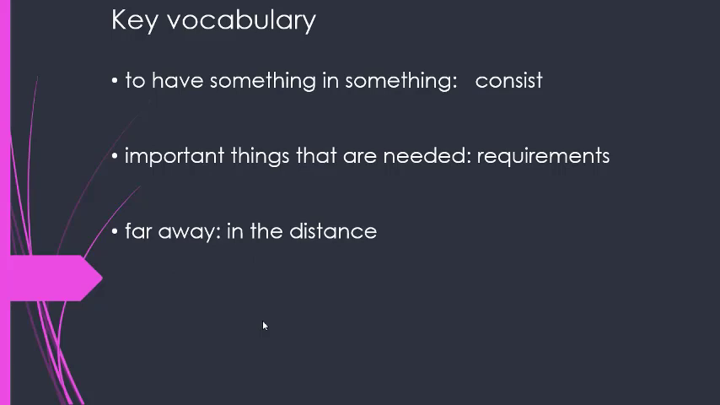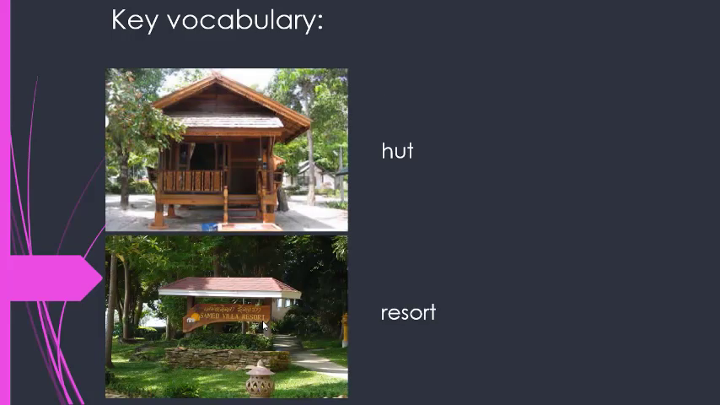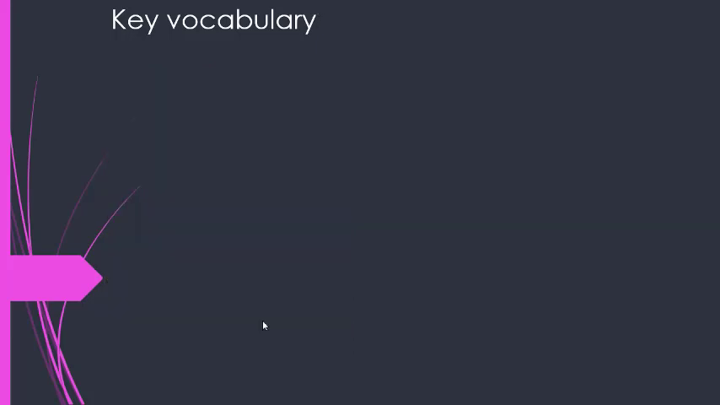The next word is a phrase, sorry. The next is a phrase, far away and in the distance. Okay. And the last word, wide. So another word is broad. Broad. So these are the words that you can find in the text on page 45.